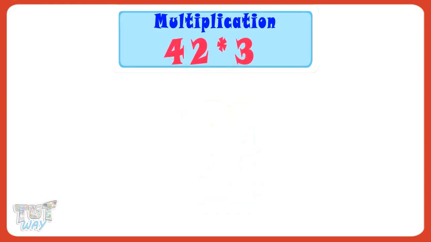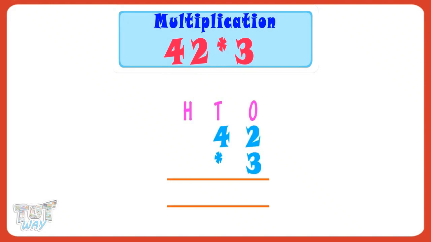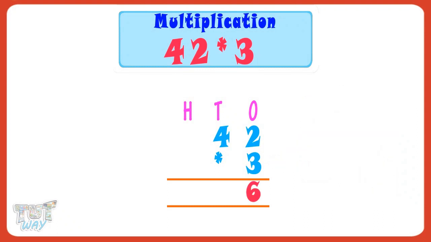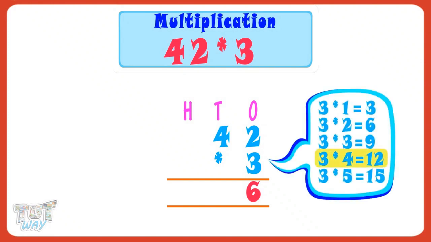Let's take another example. 42 multiplied by 3. We write it as now. What is 3 multiplied by 2? It is 6. So write 6 in the answer at ones place. Now, what is 3 multiplied by 4? It is 12. So write 12 in the answer. So our answer is 126.